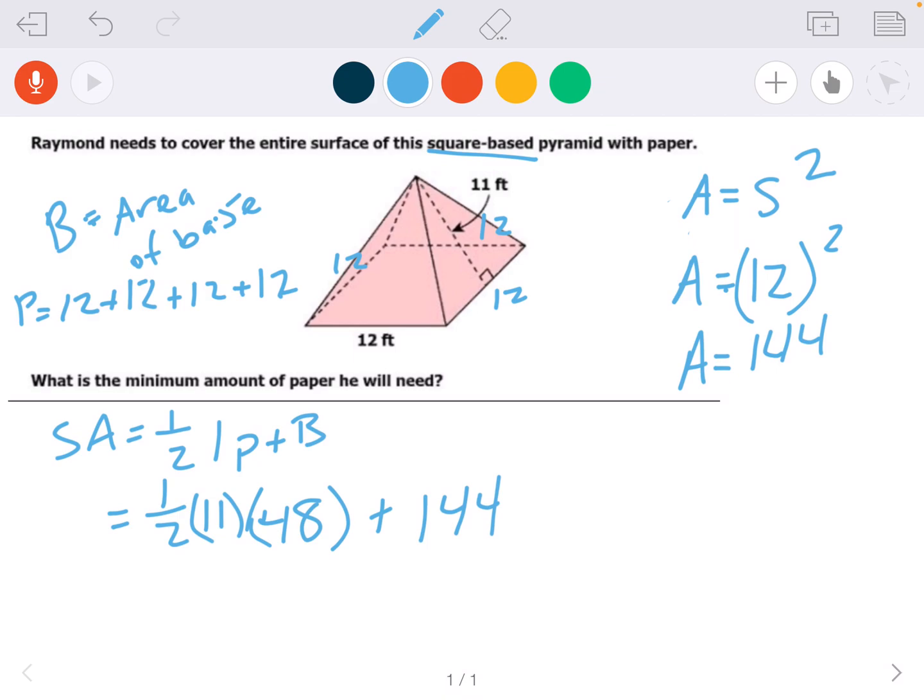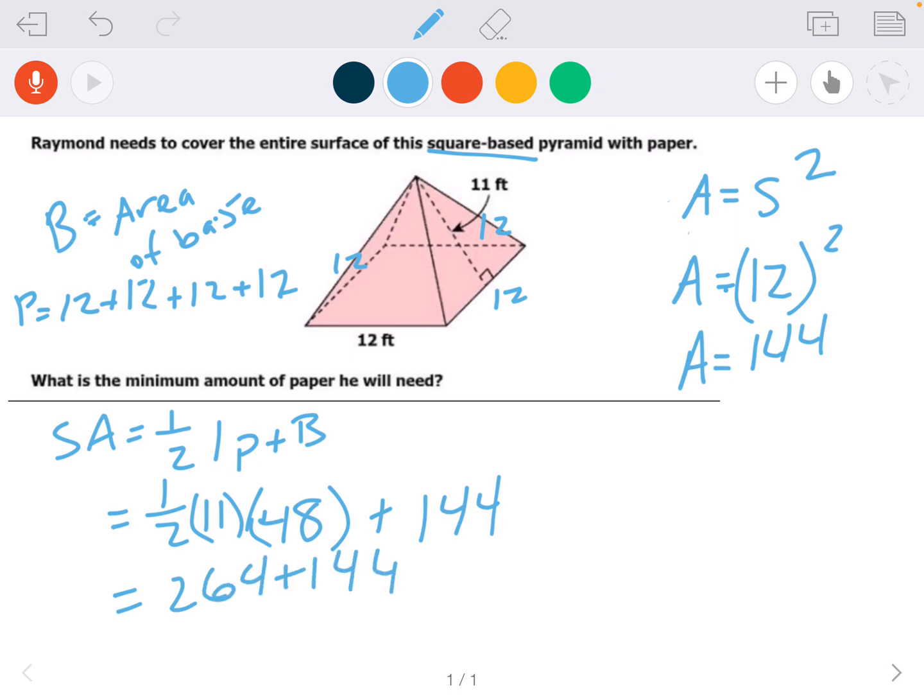So I have a whole bunch of stuff that needs to be multiplied. That's going to come before I add because of GEMDAS. So I'm going to start at the left side of the plus sign, and I'm going to multiply all those things together. So 1/2, 0.5, times 11 times 48. I got 264.